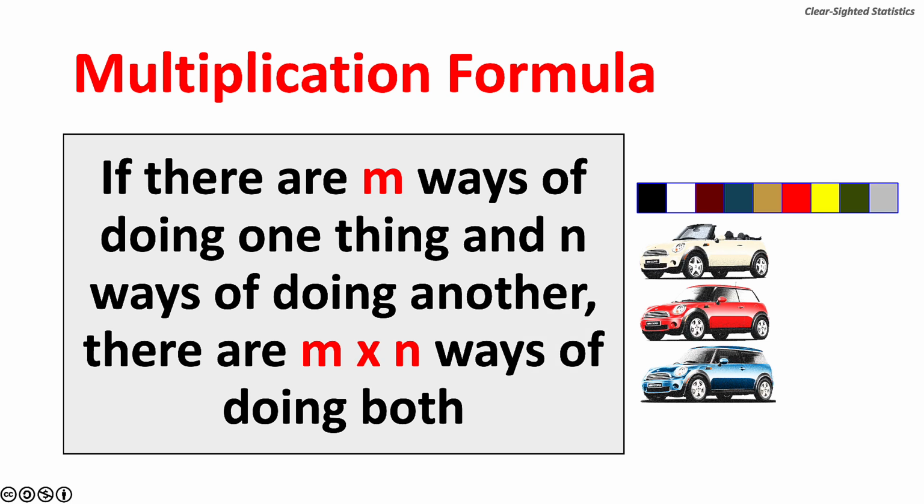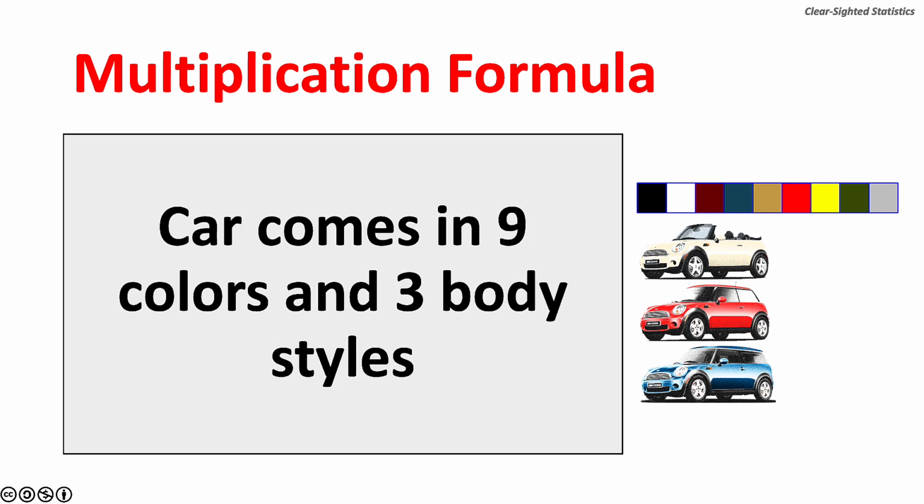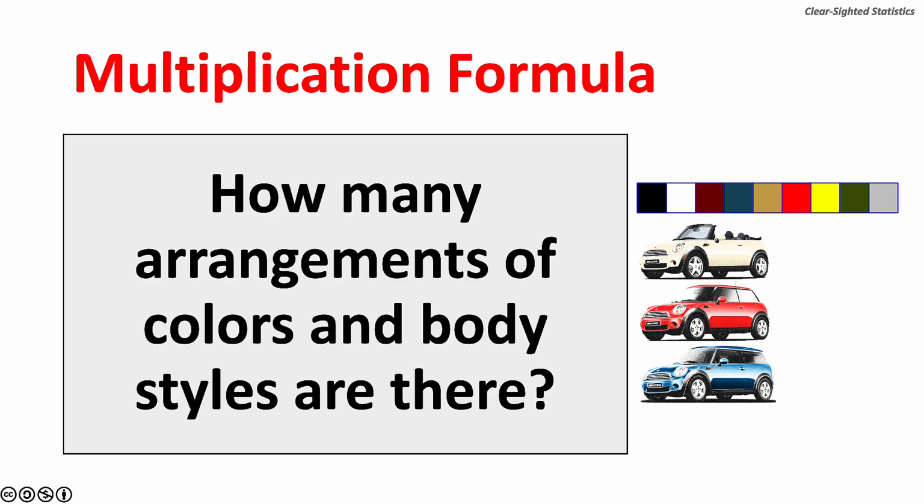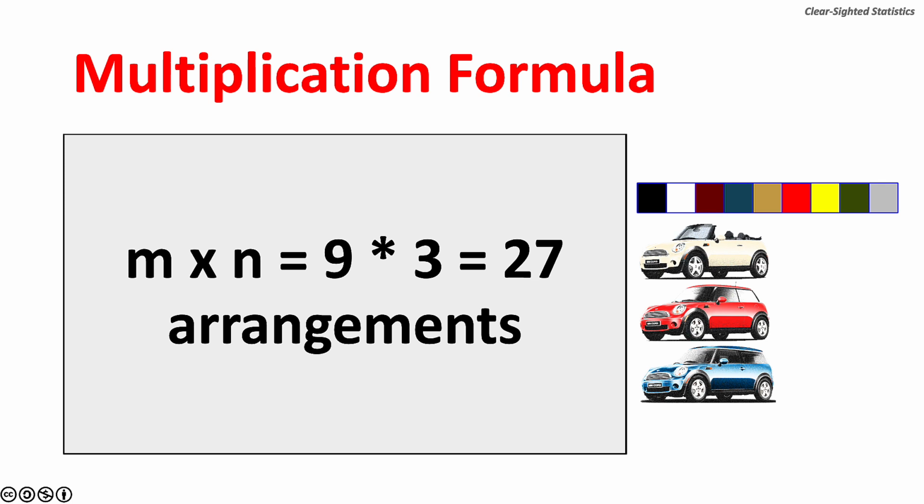The multiplication formula. If there are m ways of doing one thing and n ways of doing another thing, there are m times n ways of doing both. A car comes in 9 colors and 3 body styles. How many arrangements of colors and body styles are there? Easy. M times n equals 9 times 3 equals 27 arrangements.